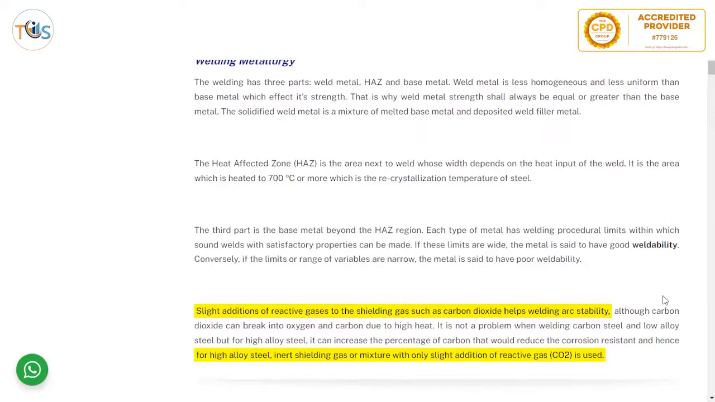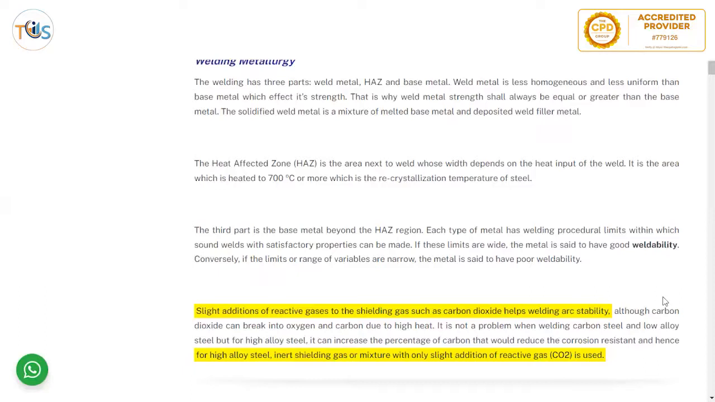The heat affected zone is the area next to the weld whose width depends on the heat input of the weld. It is the area which is heated to 700 degrees centigrade or more, which is the recrystallization temperature of steel. The third part is the base metal beyond the HAZ region.